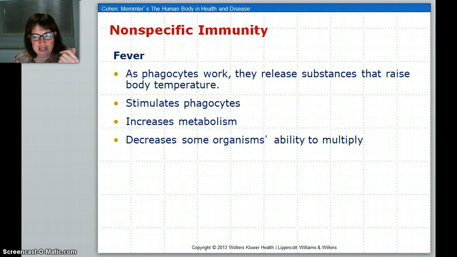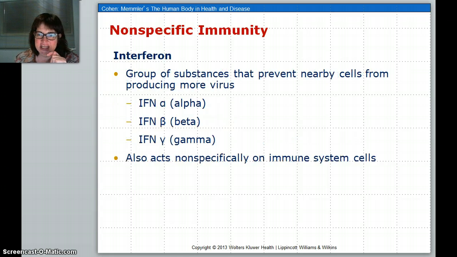So what pus is really just dead white blood cells. Okay? Another non-specific thing is fever. So a little fever is good. Too much fever, you're cooking your proteins. When you're having a fever, your phagocytes are at work. They release substances that cause a rise in temperature. This rise in temperature will speed up your cells, speed up your metabolism, speed up your phagocytes, and often slow down the bad guys.